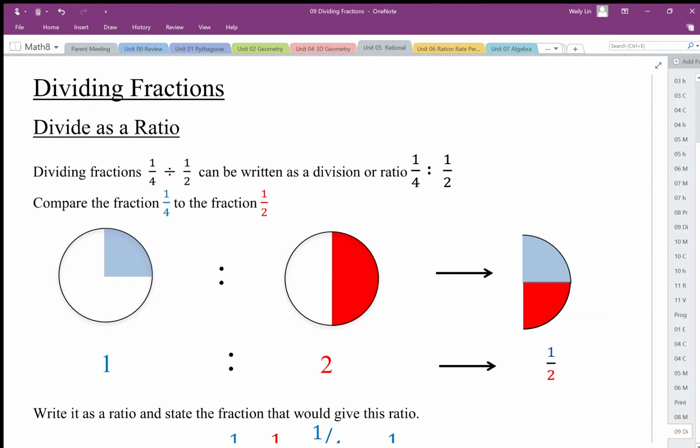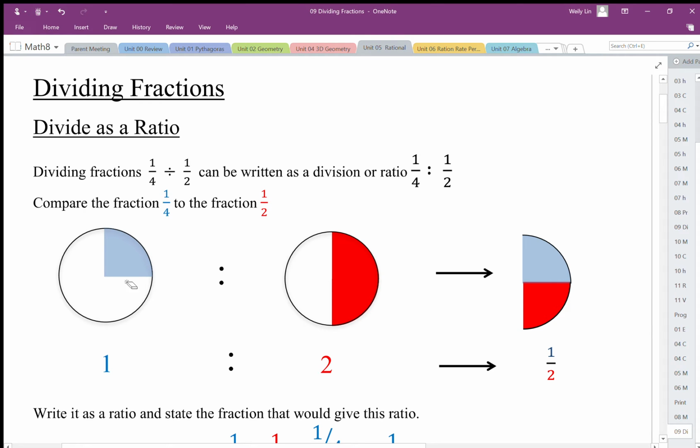When we try to understand dividing fractions, we can look at divide as a ratio. So when we look at dividing the two fractions 1/4 divided by the fraction 1/2, we can think of it as division, but division is really a ratio of comparing two numbers. So we can compare the number 1/4 to the number 1/2. And we can compare it as a ratio. So we can compare this fraction 1/4 to the fraction 1/2.